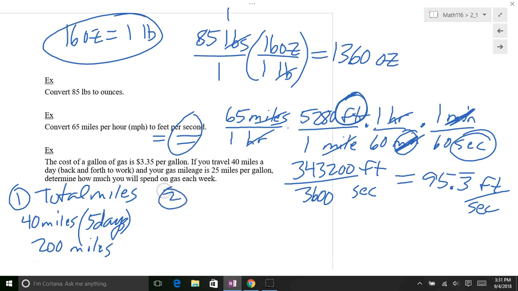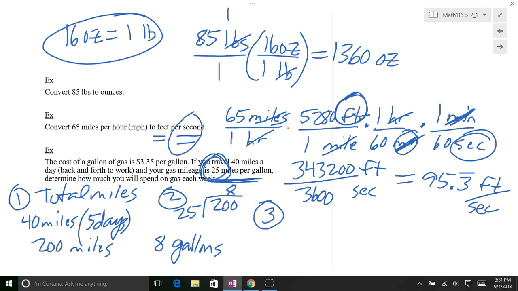And then secondly, since we know we got this mid-sized sedan or whatever and I get 25 miles per gallon, we're going to take those 200 miles and divide it by the 25 miles per gallon that we get, and we're going to get 8. So we get 8 gallons that we're using, because when you take miles and divide by miles per gallon, you're left with just the gallons.